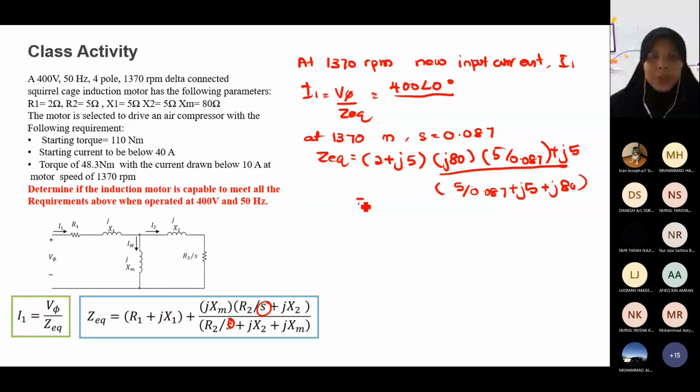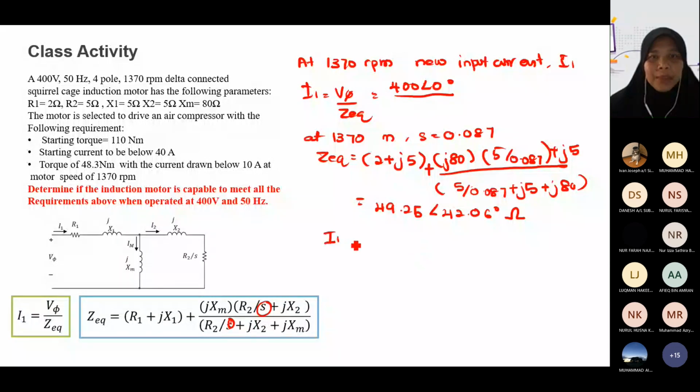So, make sure you know how to use your calculator. Nanti exam, you kena calculate sendiri. Okay, make sure you jangan buat any careless mistake. Do you get 49.25 angle 42.06? Oh, dapat ini ke? Dapat. Sama. Okay. So this is the value of Z equivalent.